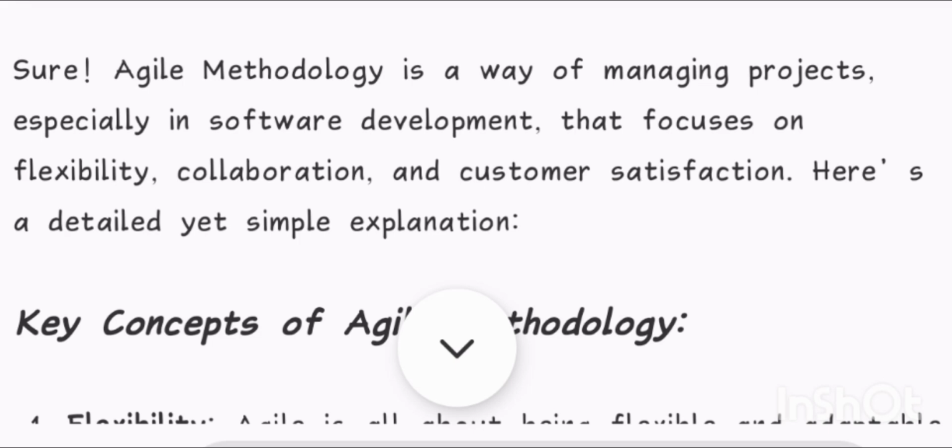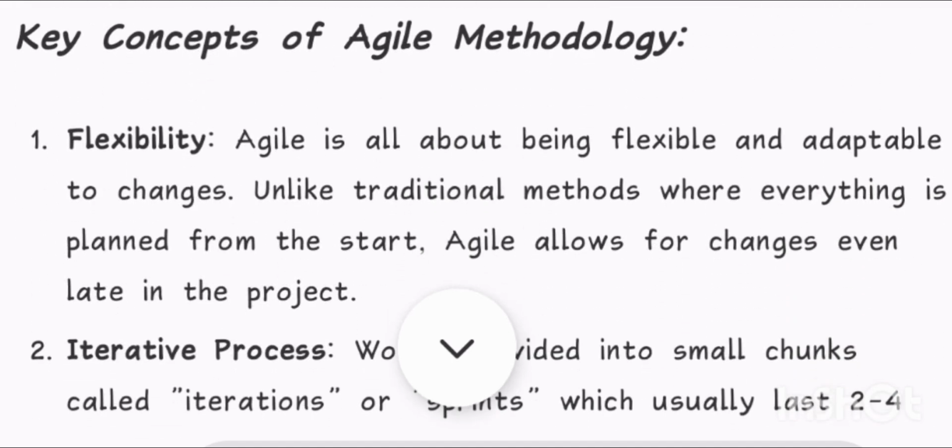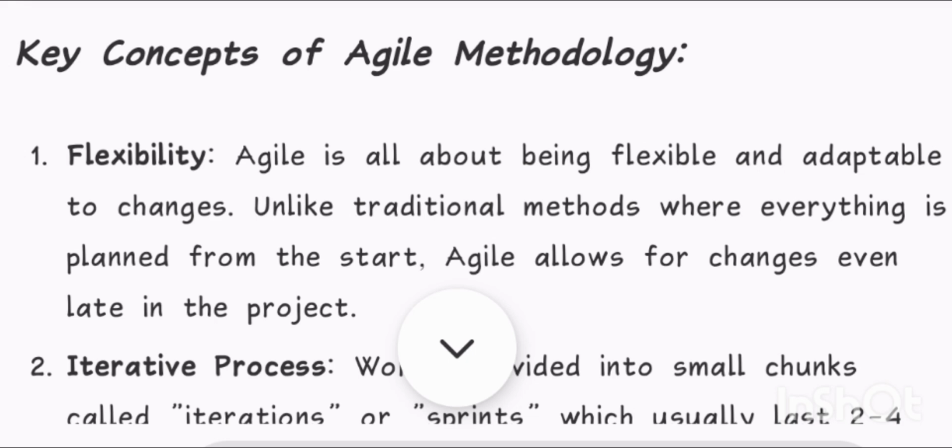Agile methodology is a way of managing projects, especially in software development, that focuses on flexibility, collaboration, and customer satisfaction. Here's a detailed yet simple explanation. Key concepts of Agile methodology. 1. Flexibility. Agile is all about being flexible and adaptable to changes. Unlike traditional methods where everything is planned from the start, Agile allows for changes even late in the project.